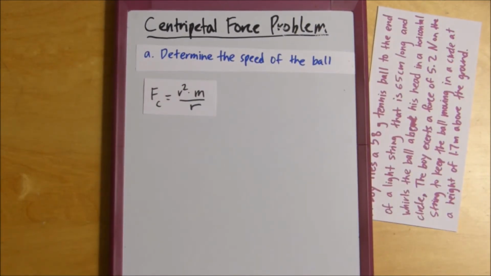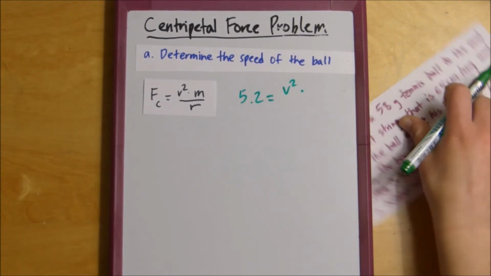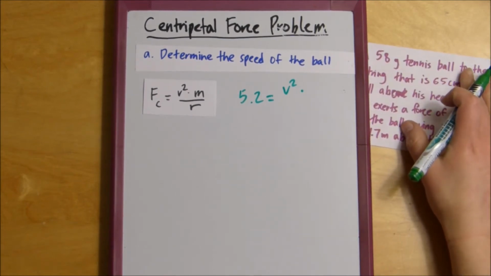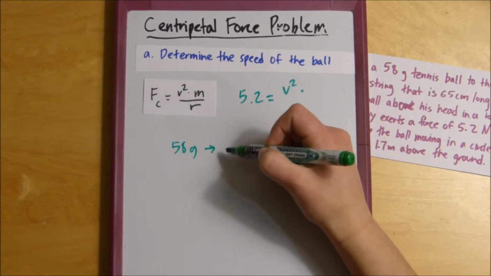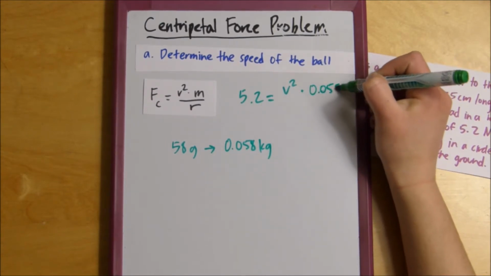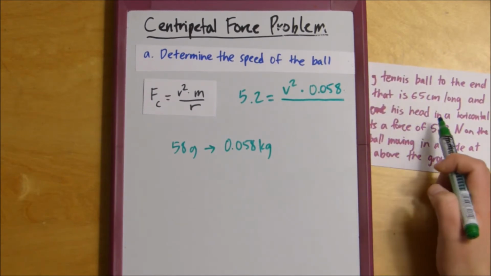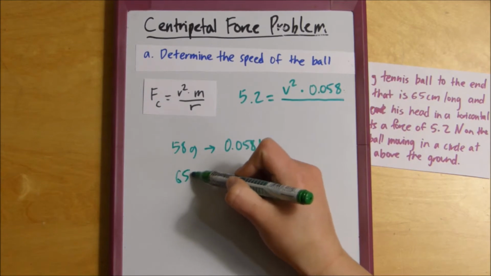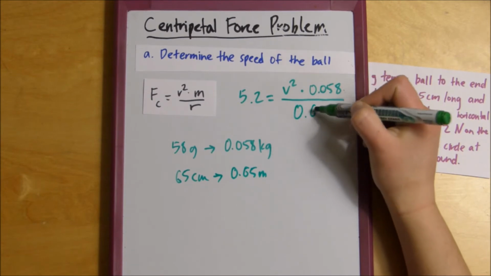So, get out a pen. We said that 5.2 equals v squared times our mass. Since our mass is in grams, we're going to want to convert that to kilograms, which is 0.058 kilograms. So times 0.058 kilograms, all over the radius. Since our radius is in centimeters, we're going to want to convert that to meters. 65 centimeters is 0.65 meters. So divide by that.